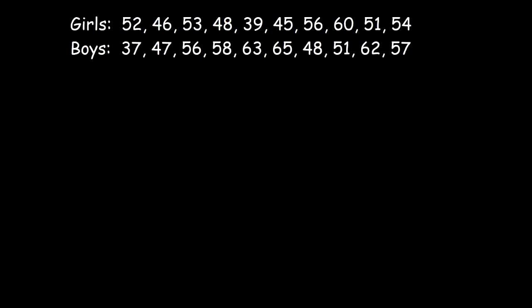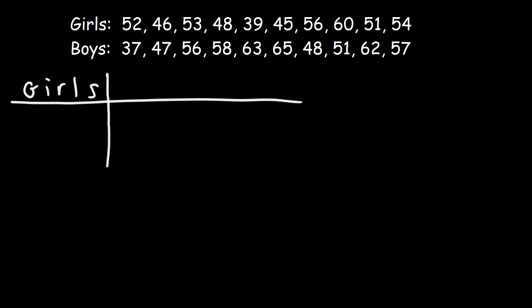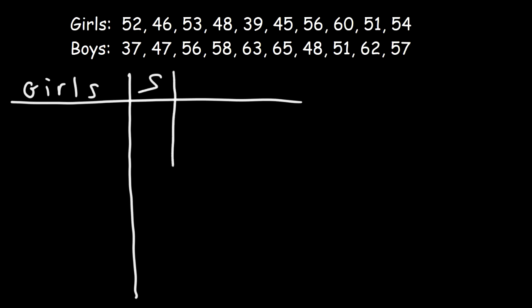For the sake of practice, let's try another example. Feel free to pause the video if you want to work out this example. So what we have here are the heights of girls and boys, let's say in a typical class. So we're going to make 3 columns. One for girls, one for the stem, and the other for boys.